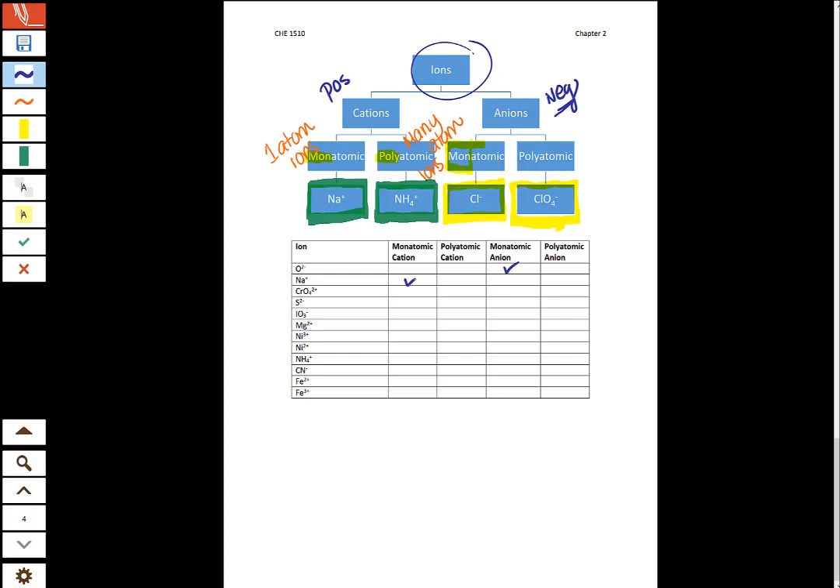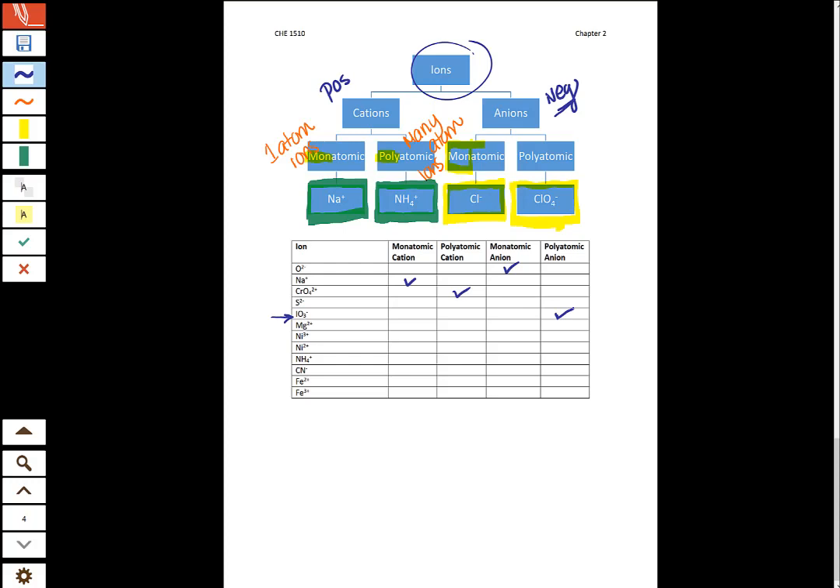Then we have CrO4 2 plus. We see that it's plus, so we know we're talking about cations. Notice how now we have more than one type of atom present. So this is a polyatomic cation. Let's skip down here to this one, iodate, IO3 minus. You have a negative ion. You have more than one type of atom present. So this is a polyatomic anion.